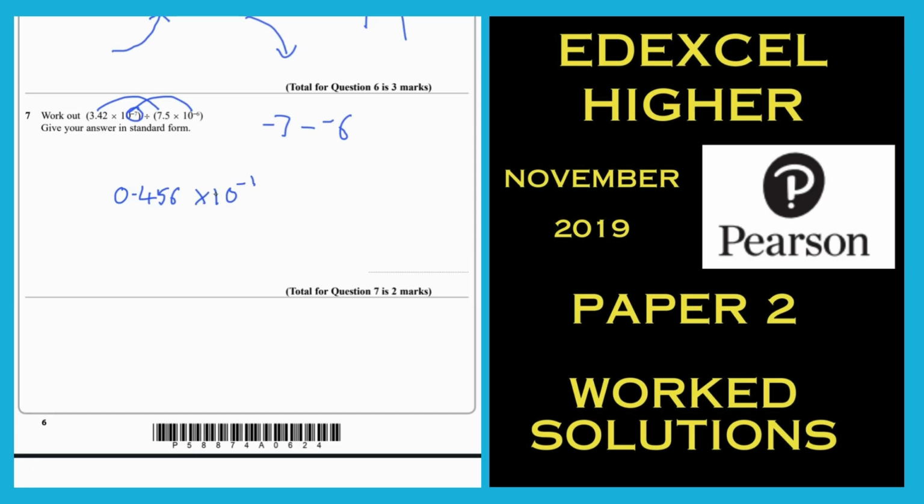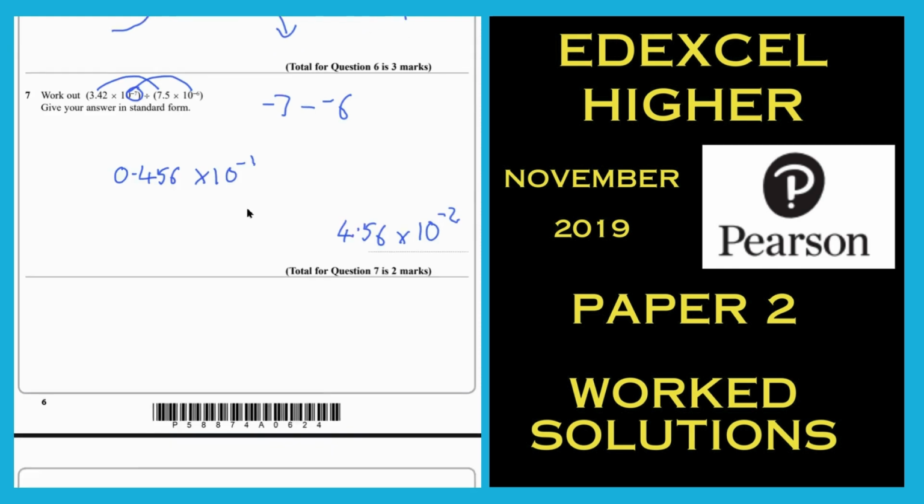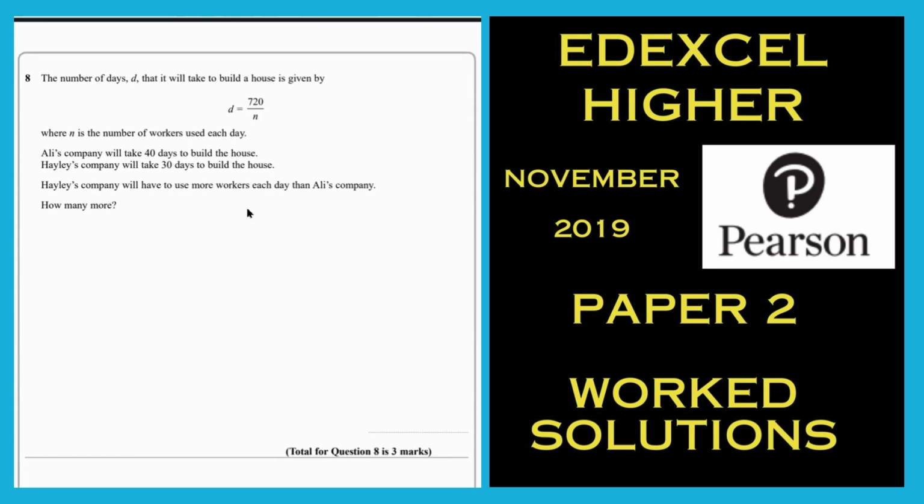But that's not in the standard form. We need to make this number bigger, so we are timesing it by 10. But to balance up, we should be dividing by 10. And if you want to divide a number by 10, you make the power smaller by 1. As I say, some calculators will have got you there straight away, but you're doing these past papers for revision, aren't you? So there we go.